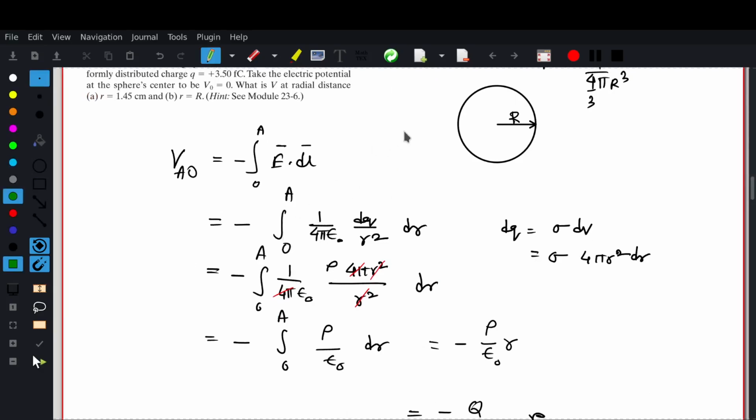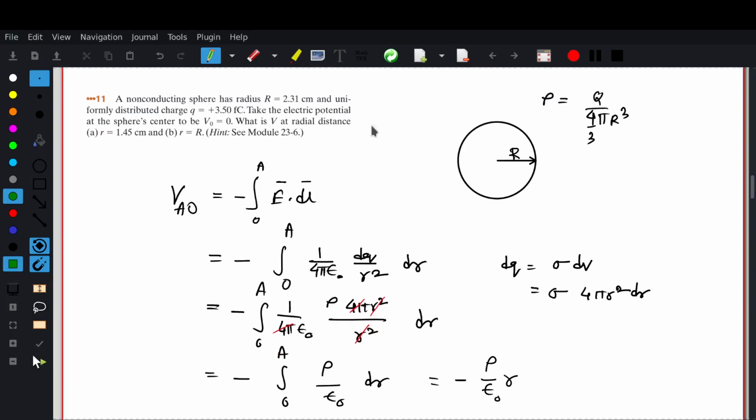Okay, so what we have here: a non-conducting sphere has some radius, now some number, and uniformly distributed charge q, some femtocoulomb. Take the electric potential at the sphere center to be V naught equal to 0. What is V at the radial distance r equal to 1.45 centimeter? You see, this is already smaller than the radius. That means you are inside the sphere. And the second part is, what is the potential exactly on the surface, at r equal to R?